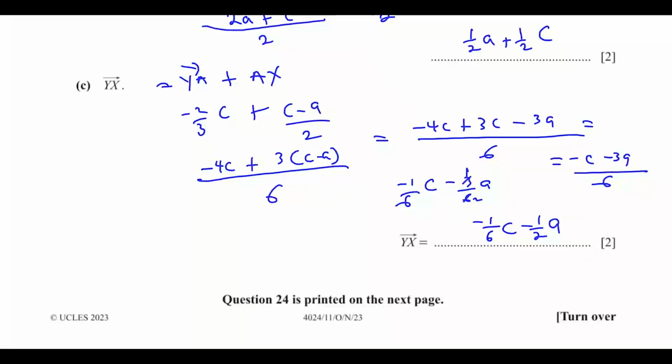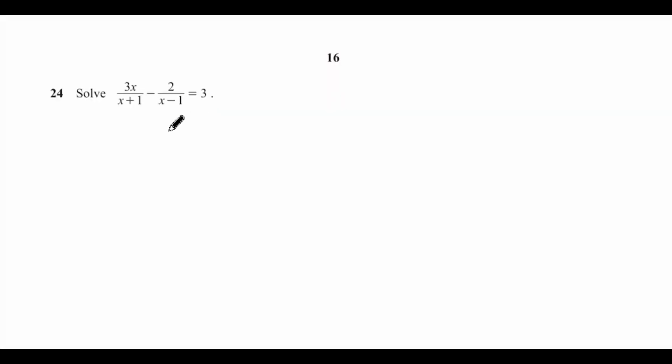Do we still have another question left? Yes, this is the last question, question 24. We have to solve this. To do this, we need to linearize. How do you linearize? You multiply through by the LCM of the denominators. The LCM of the denominators will be the product of x plus 1 and x minus 1, so I'm going to multiply through by this.